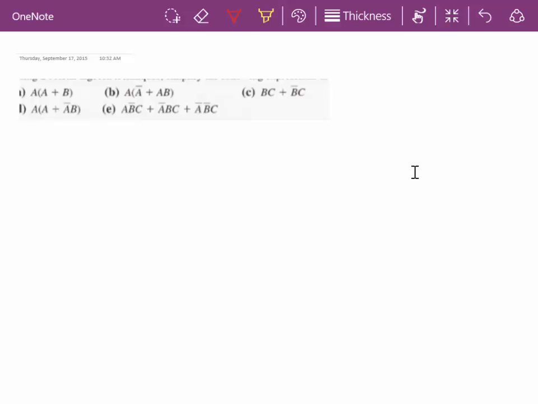The first one is A plus AB, that is equal to AA plus AB, is equal to A plus AB, right? And then I factor out the A again, that's A(1 plus B) equals A, right there.